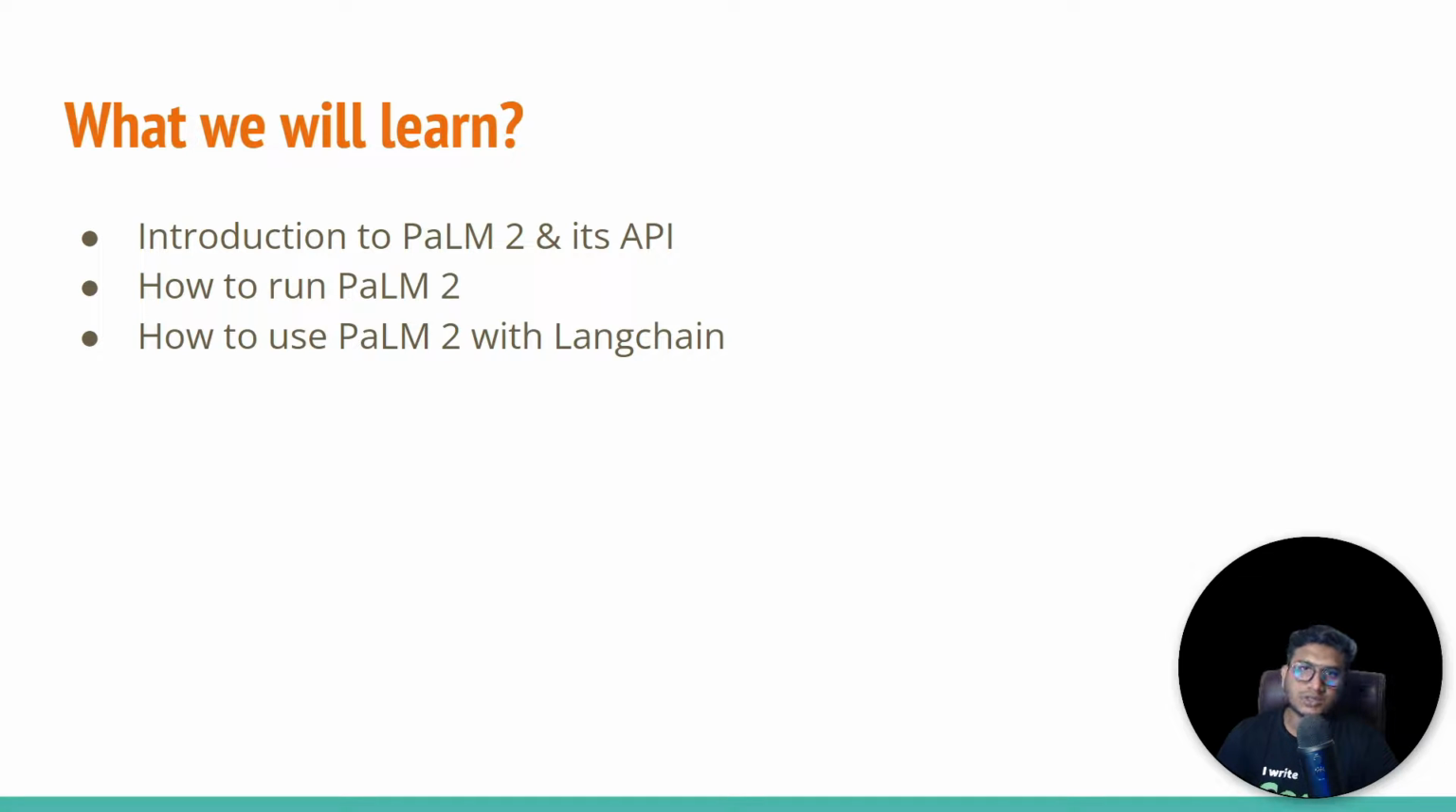So guys, let's see the video agenda, what we'll be covering. First of all, I will give you the introduction to PaLM 2, what PaLM 2 is all about, and why we should use it. Then I will discuss the PaLM 2 API, how we can generate a PaLM 2 API key to access this model. Then I will show you how we can execute this PaLM 2 model on Google Colab. After that, we'll see how we can use this PaLM 2 model with the help of LangChain, because in future, whenever you create any kind of generative AI application, you'll be using the LangChain framework with it. So this is the complete idea of this video.